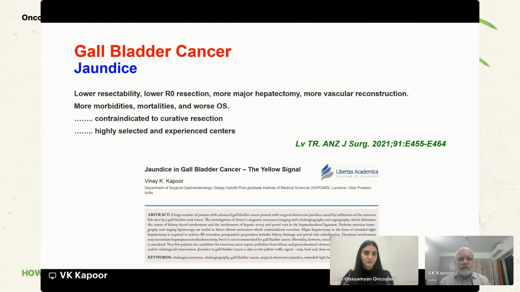So what I say is that jaundice in gallbladder cancer is like the yellow signal on the traffic signal on the road, which means that you should stop, you should look carefully, and if things are all right, then only you should drive ahead.